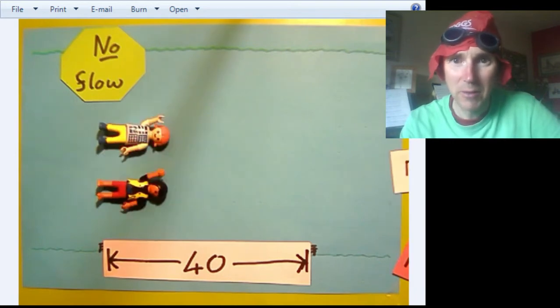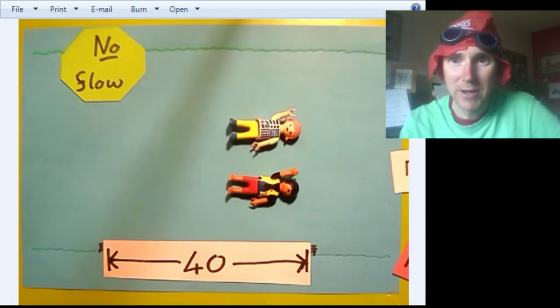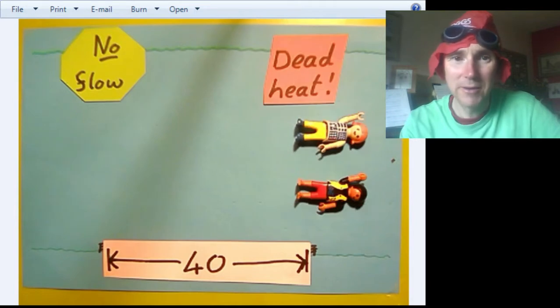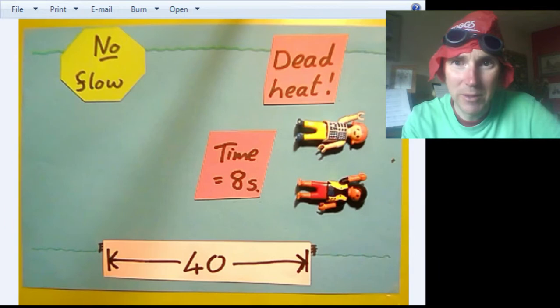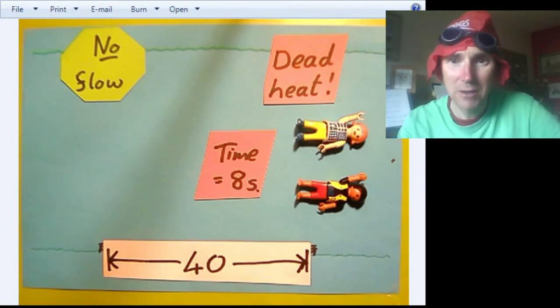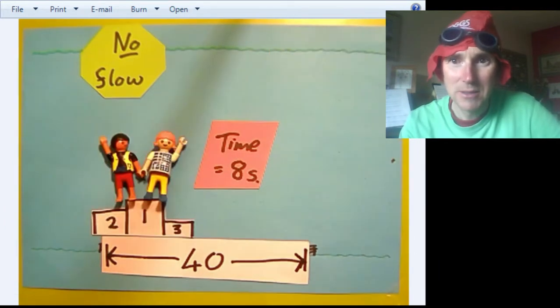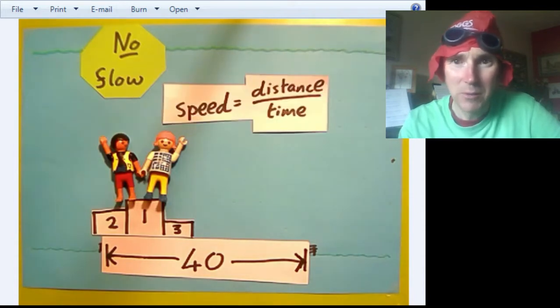Okay, so swimming down the pool, looks like they're pretty neck and neck, and oh, it's a dead heat. They finished in exactly the same time. Let's see what that means. Time of 8 seconds to travel 40 units. So, there they are on the podium, holding hands at the top. 8 seconds. Let's see what their speed was.